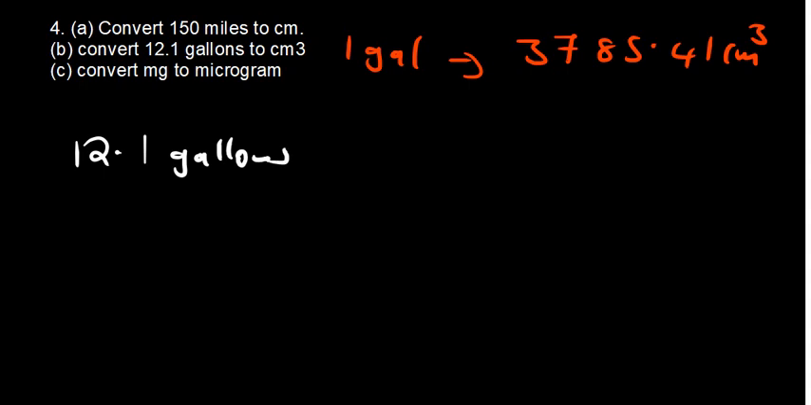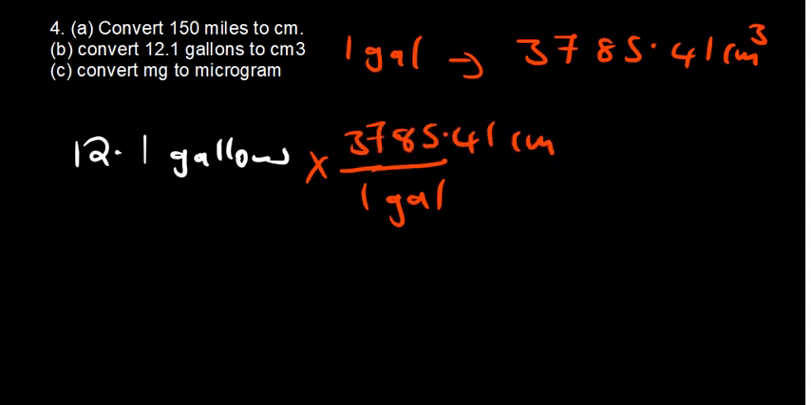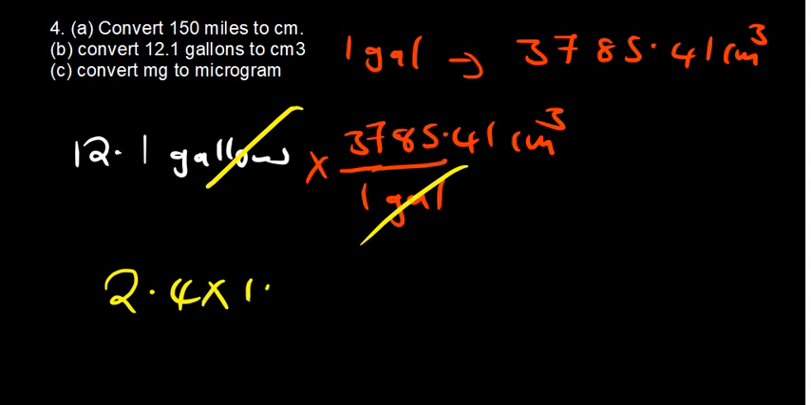So I want to deal with a gallon, so multiply by 1 over gallon, and each gallon is basically equivalent to 3785.41 cubic centimeters. So that this can cancel out, and the ultimate should remain with 2.4 times 10 to the power 7 what? Cubic centimeters.